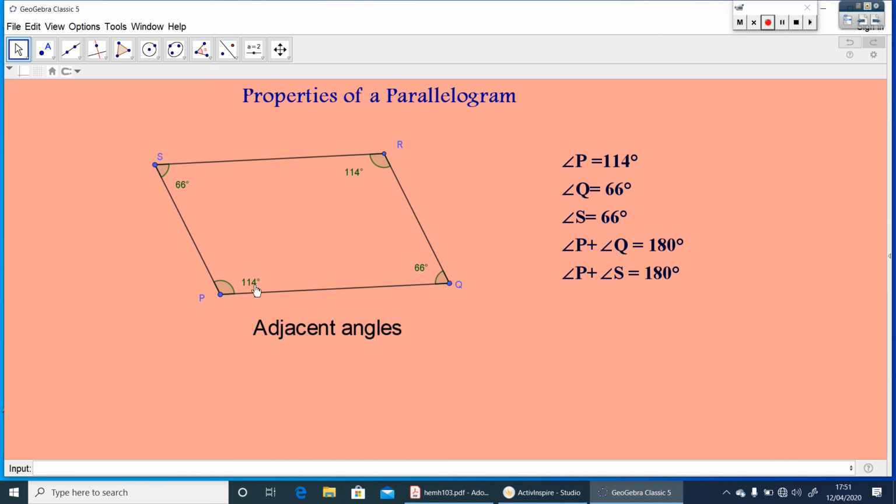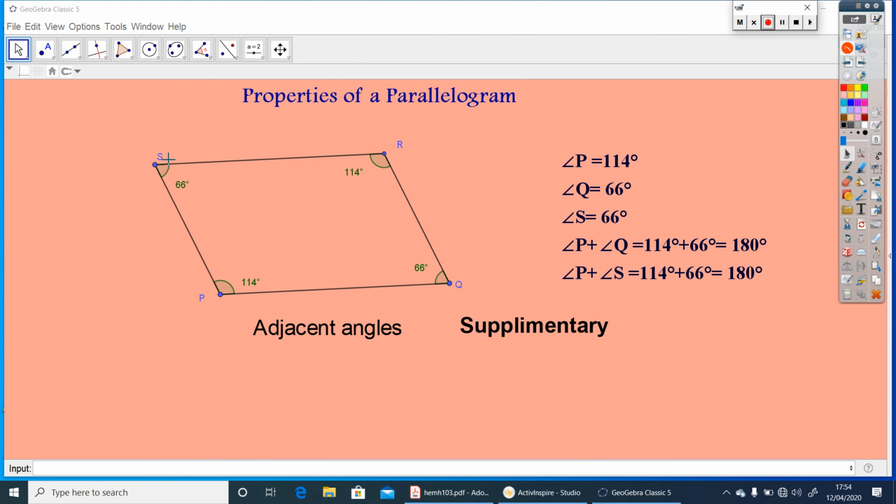That is 114 plus 66. You are getting 180 degrees. Similarly, here also 114 degrees plus 66 degrees, angle P plus angle S, that also you are getting 180 degrees. That means the pair of adjacent angles are supplementary. If the sum of the angles is 180 degrees, we can call them supplementary.